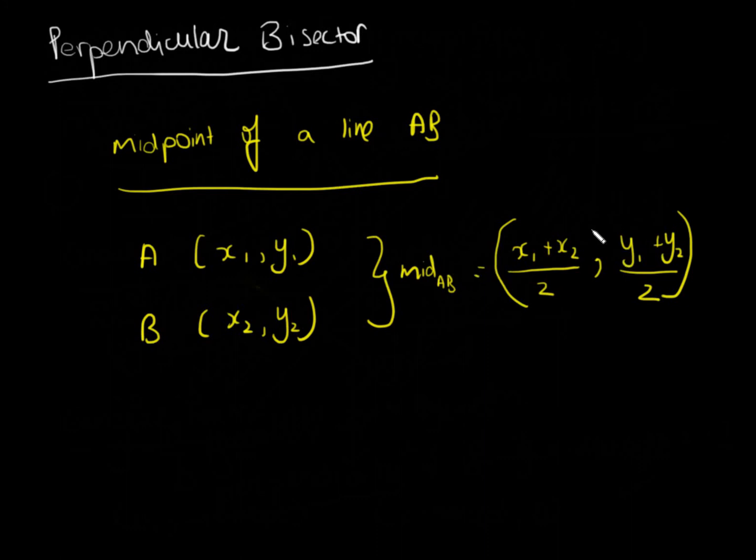So once I have the midpoint of AB, I can use these two lines to find the gradient of AB. So the gradient, so m of AB, is just change in y, so y2 minus y1, divided by change in x, x2 minus x1. That will give us the gradient of AB. So now we have the gradient of AB and we have the midpoint of AB.